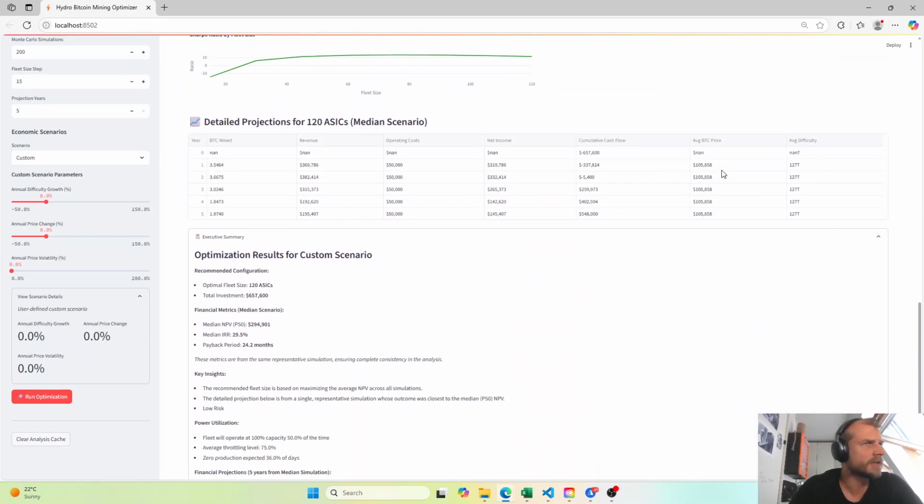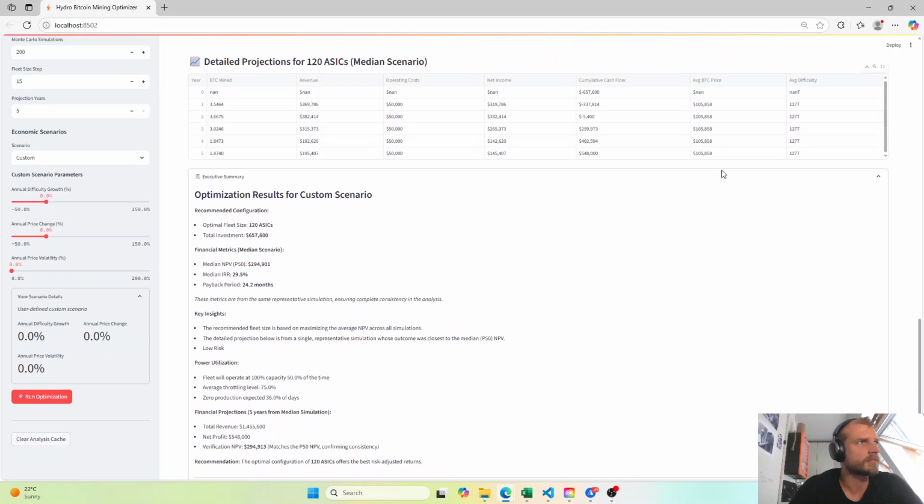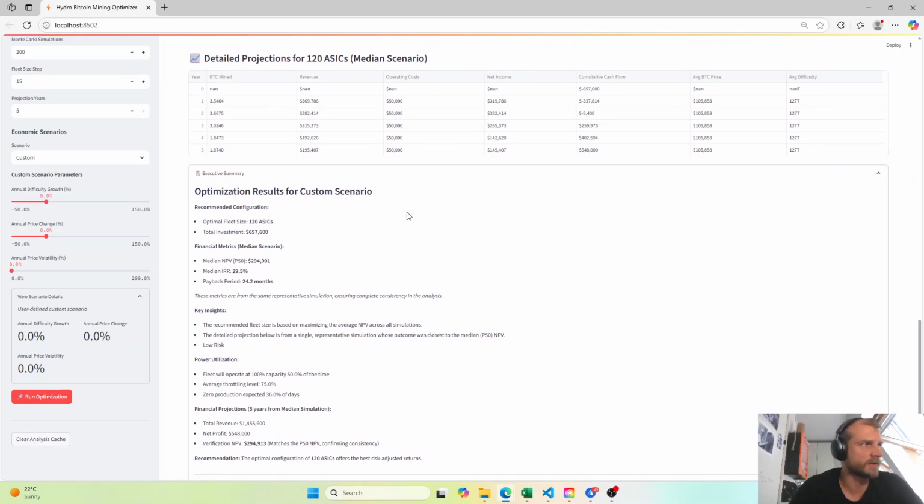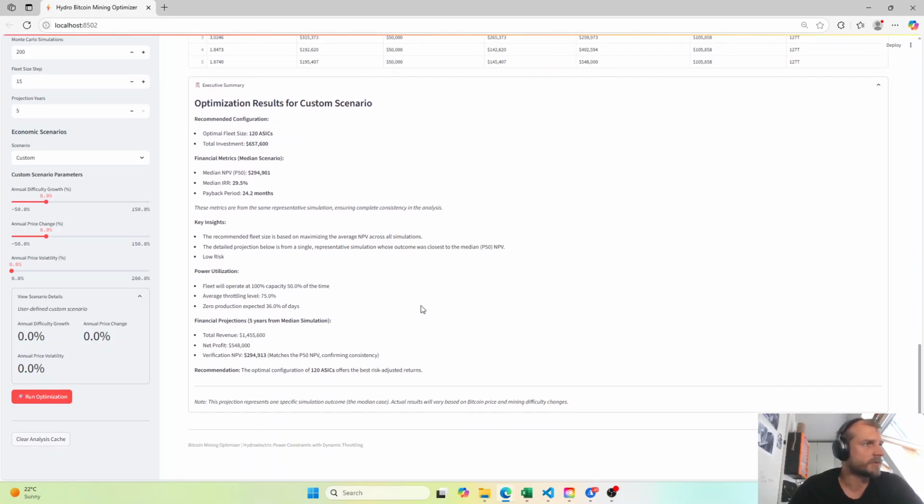The last part of the analysis is this executive summary, where you can see the expected mined Bitcoin output in BTC, but also in dollars. And as you can see, the exchange rate is the same, as well as the difficulty, as we set it to 0, your operating costs, and your cumulative cash flows. And all the description about the power output and the selected scenario. So I hope it will be useful.